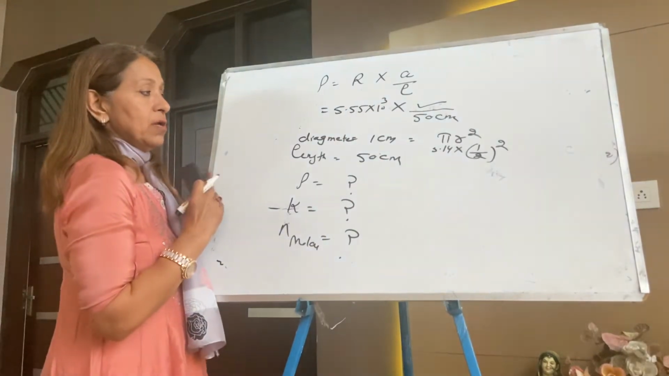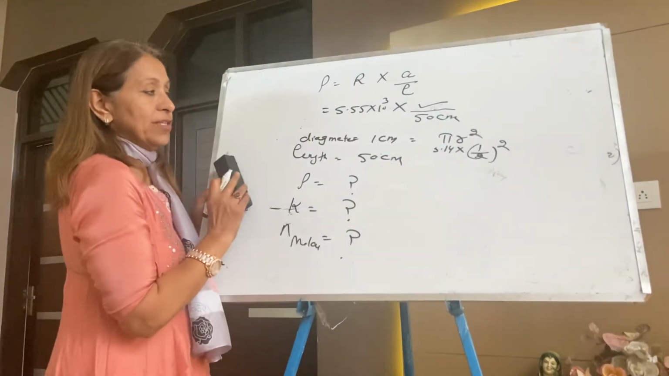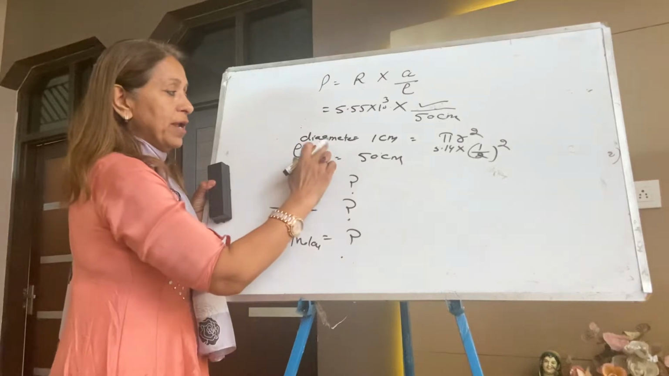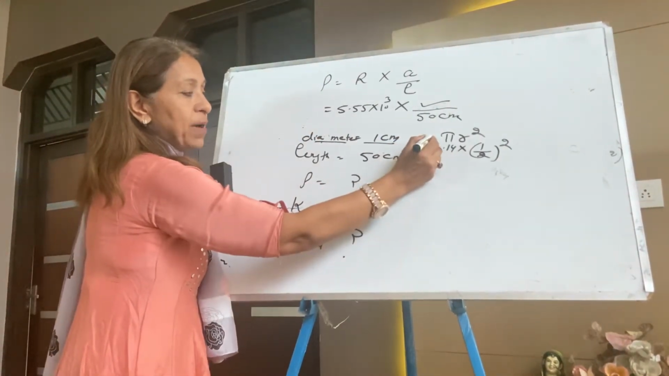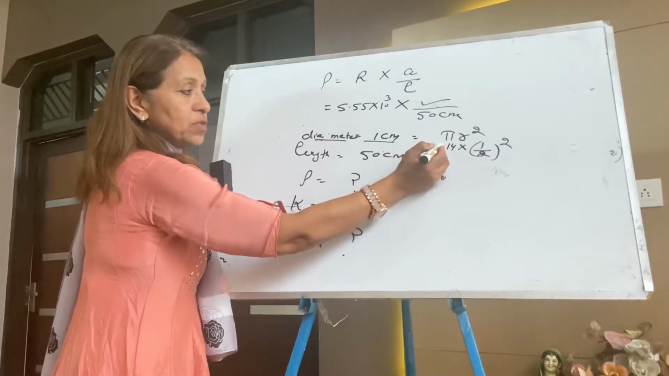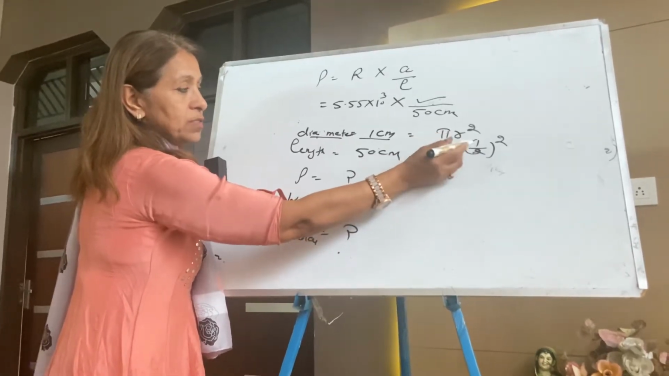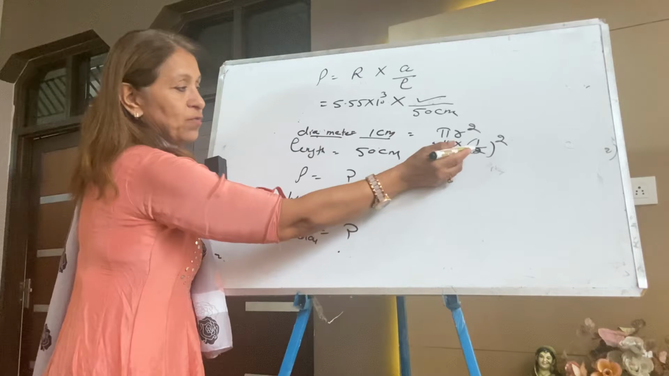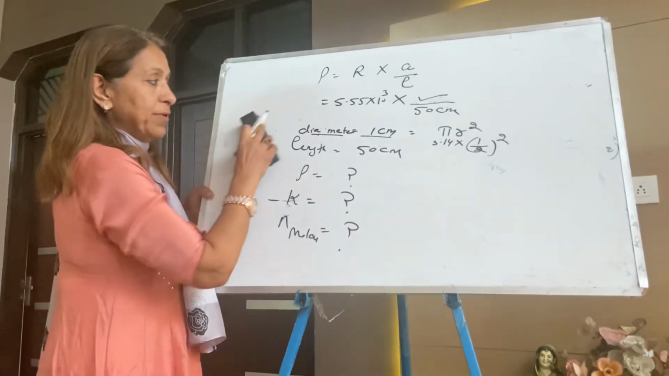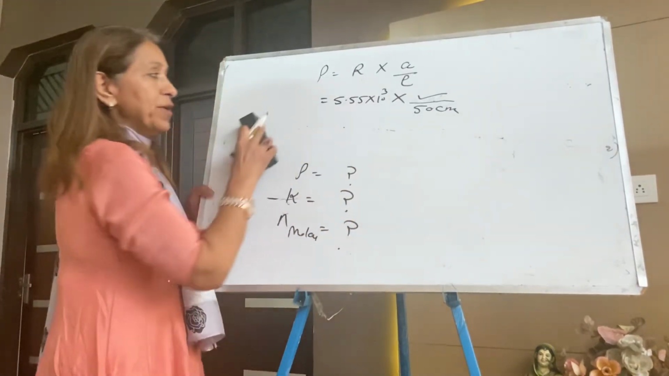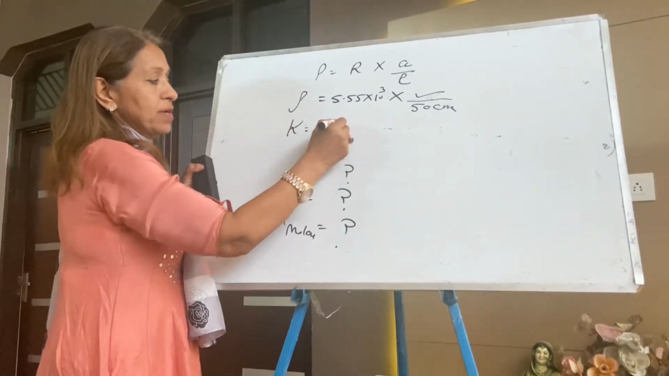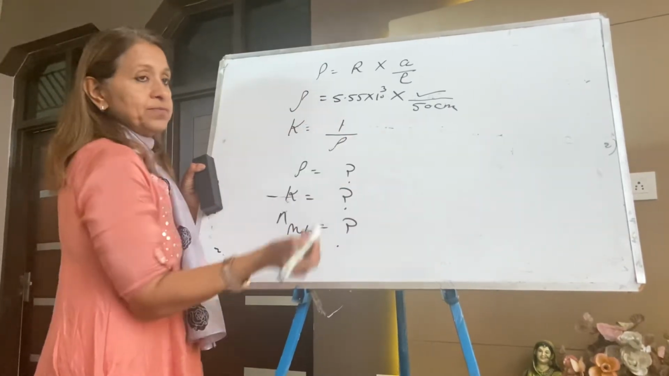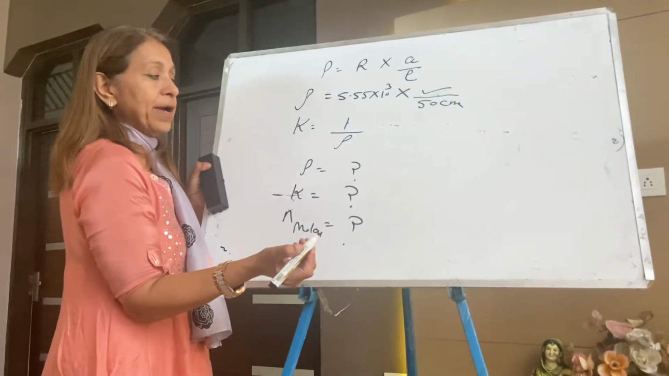Is it okay? Now your diameter is there, your length is there. What you have done: your diameter is 1 centimeter and area is pi r square. Pi is 3.14, radius is half the diameter, that is 1 by 2 square. Now after calculating resistivity, how to calculate conductivity? Whatever the answer comes, you take the reciprocal. Conductivity is equal to 1 by rho.